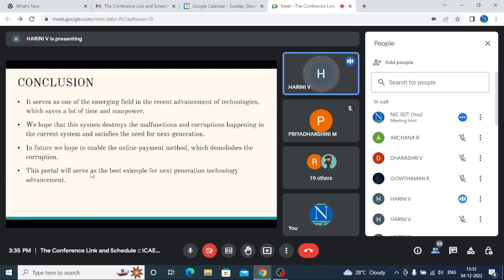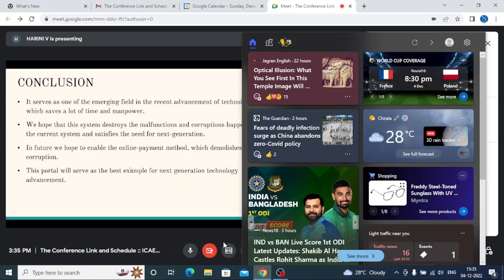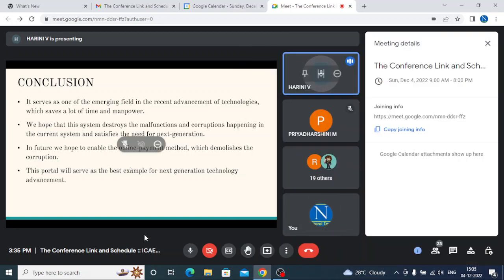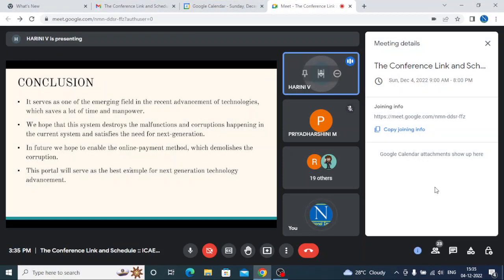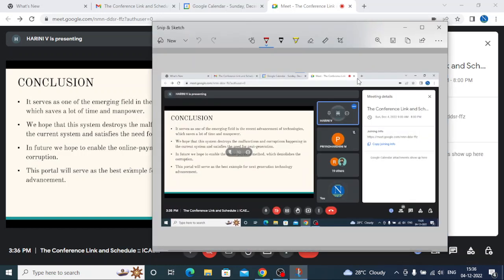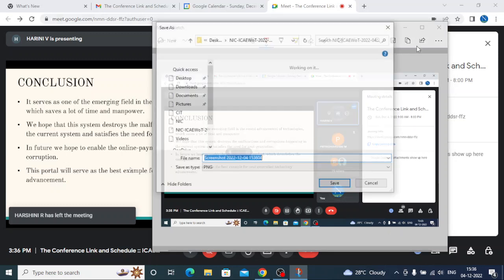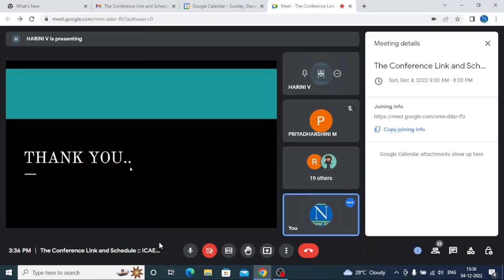So this is our website, sir. We hope we have done something which is useful to the society and which satisfies the need of the next generation. And in future we also intend to add the option of online payment methods, sir, which may eliminate the corruption which is happening now, and also it saves a lot of time and manpower. So we are ready to give the software free of cost to improve our society. And so yes, sir, that's it. Thank you, sir.